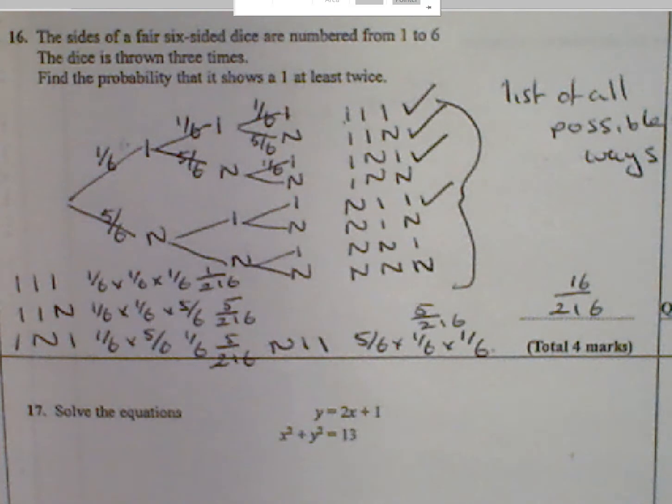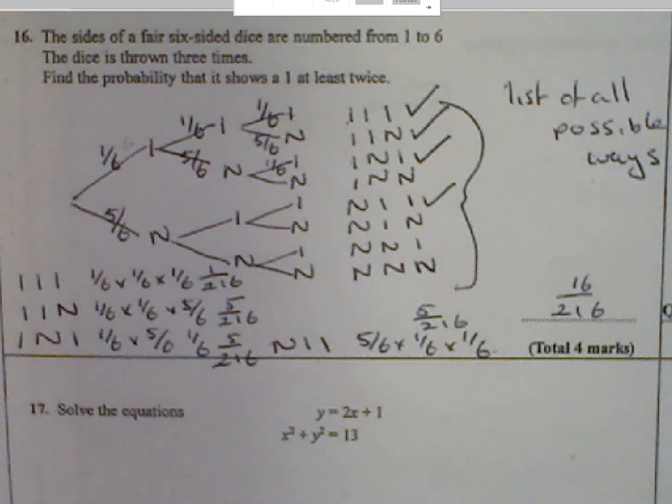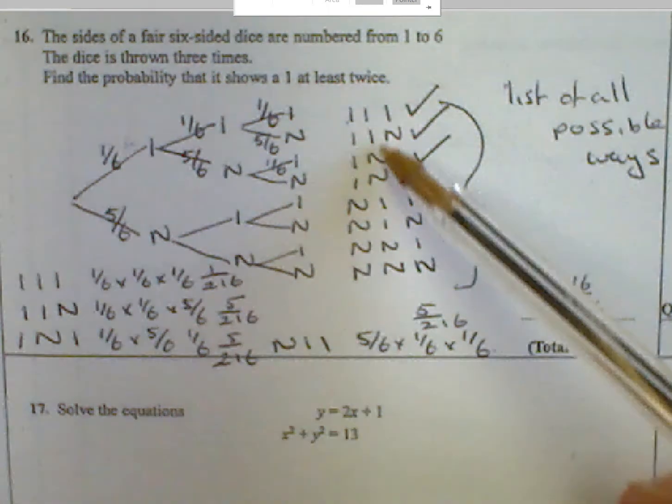Okay, this is one that wasn't very well explained in the mark scheme, and it's the probability question where you had to find the probability of throwing a 1 at least twice with a dice. So you've got 3 throws, and on reflection, the way I did it in the mark scheme was I just listed all the possible ways.